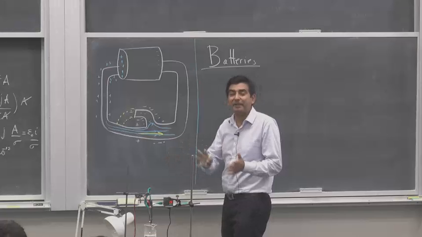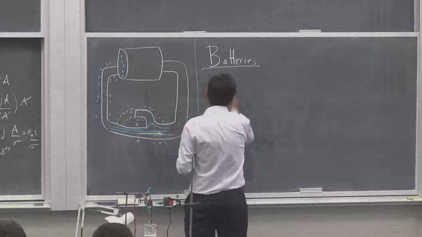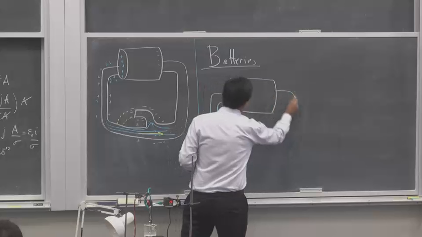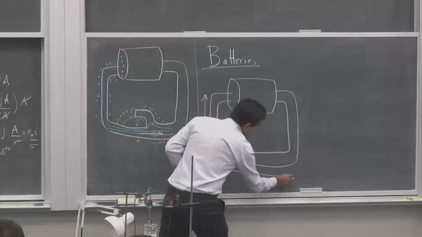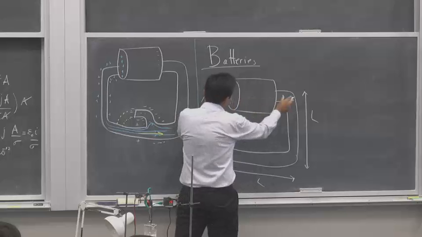Now if you look at this circuit, for example, drawn in a simple fashion, suppose this length is L, this length is L, and this length is L. Okay, and this length is tiny, so it's ignorable. So it's a circuit of length 3L.